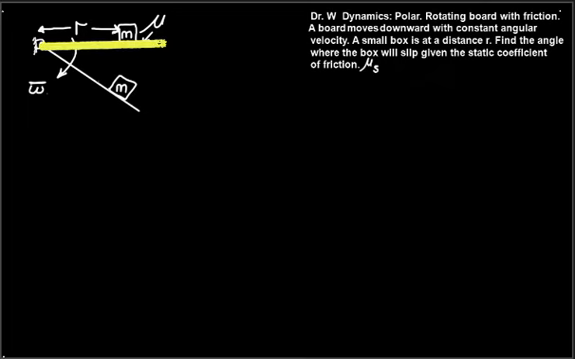Let's look at the case where a board is rotating with a constant value of omega until a small box that's resting on it slides off. We're given the coefficient of friction, which is holding it on. Our goal is to find theta max right here, where that box slides.